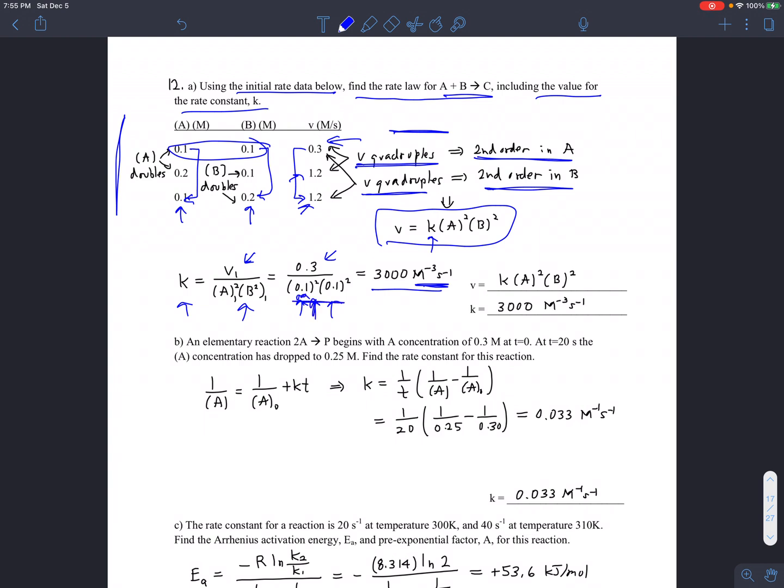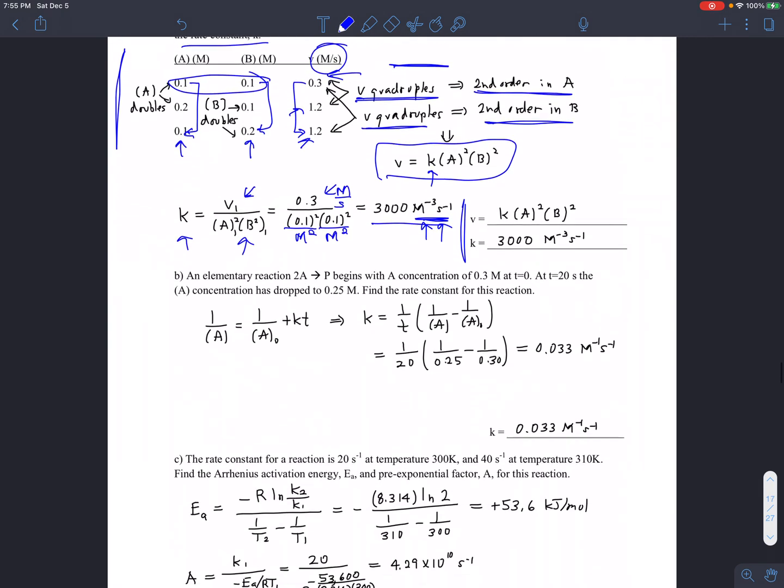Note the units. You can read the units right off of this formula. This guy has units of molar squared, right? This guy has units of molar squared. This guy has units of molar per second. That's up here. And so doing the algebra on the units gives molar to the minus 2, seconds to the minus 1, and there's your overall answer. All right, that's part A.